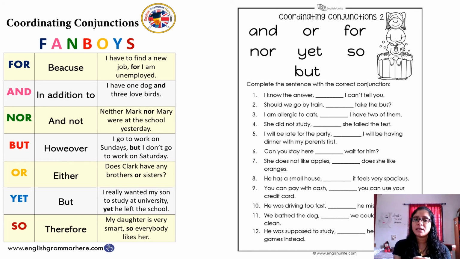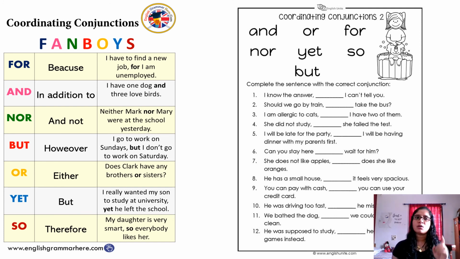He has a small house. It feels very spacious. You can pay with cash. You can use your credit card. Okay. So here there is a choice. He was driving too fast. He missed the turn. Because he was driving too fast, he has missed the turn. We bathed the dog. We could not get him clean. He was supposed to study. He played games instead. So understand the meaning of the sentence, children, and then try applying this conjunction into that.